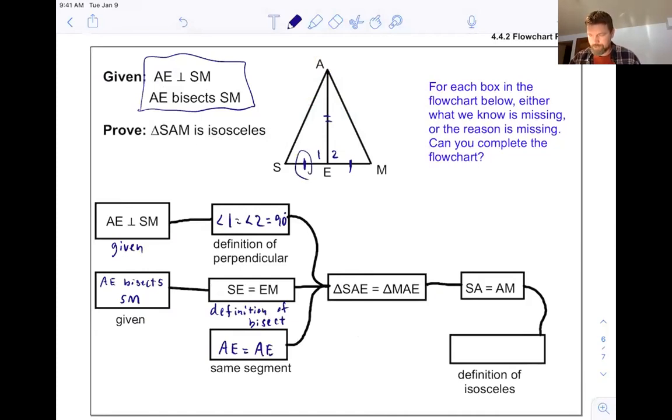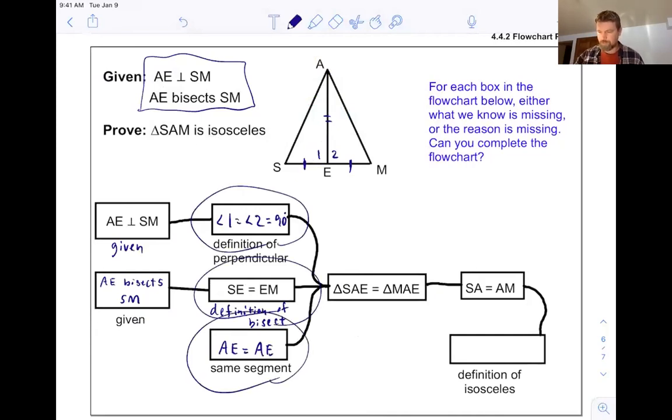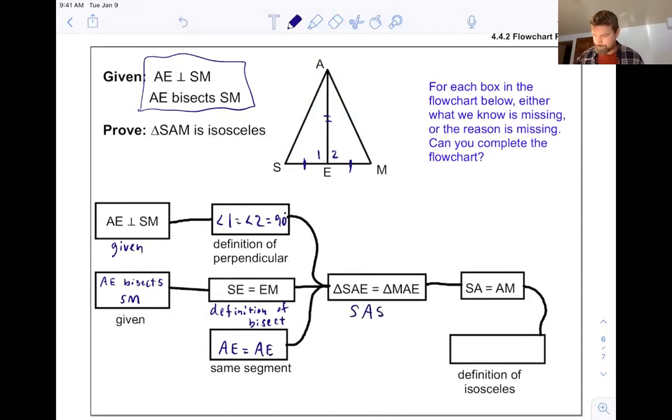Well, it's because I've got a side, and then an angle, and then a side that are all equal to each other, right? And that it's listed here. There's the angle, there's a side, there's another side. But the order is side, angle, side. So these are congruent by side, angle, side.